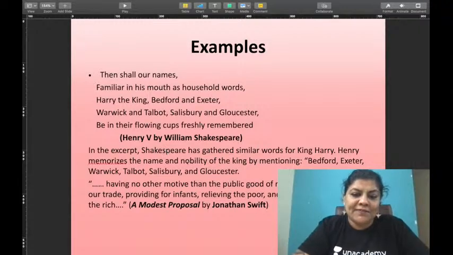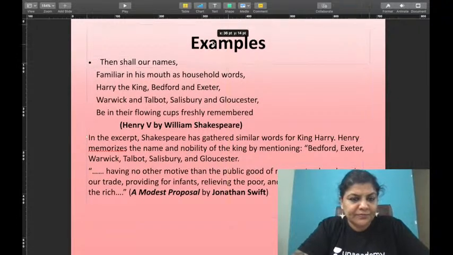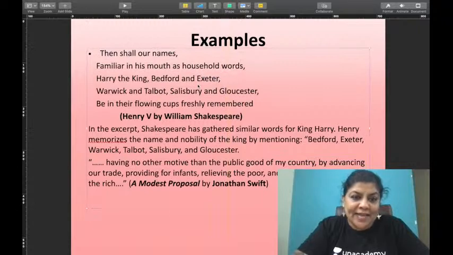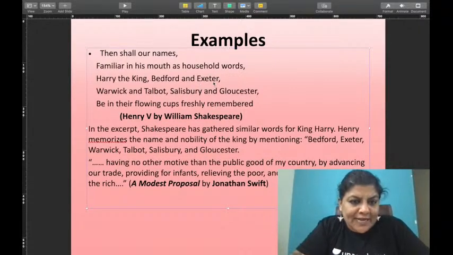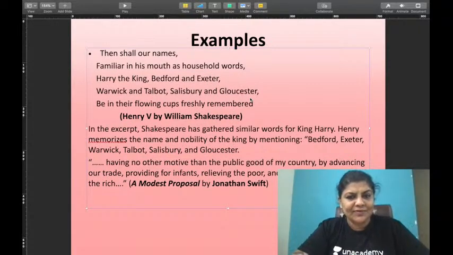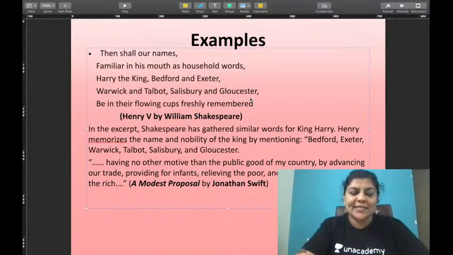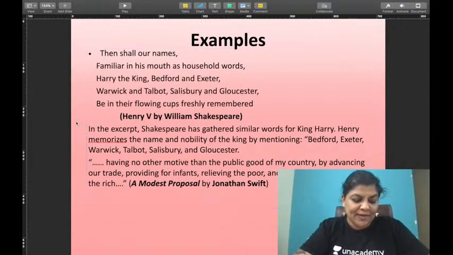Look at this. I have given an example from Shakespeare. Then shall our names, familiar in his mouth as household words. In Henry the Fifth, he is telling names one after the other: Harry the King, Bedford and Exeter, Warwick and Talbot, Salisbury and Gloucester. List of names. This is accumulation, or enumeratio in rhetoric.